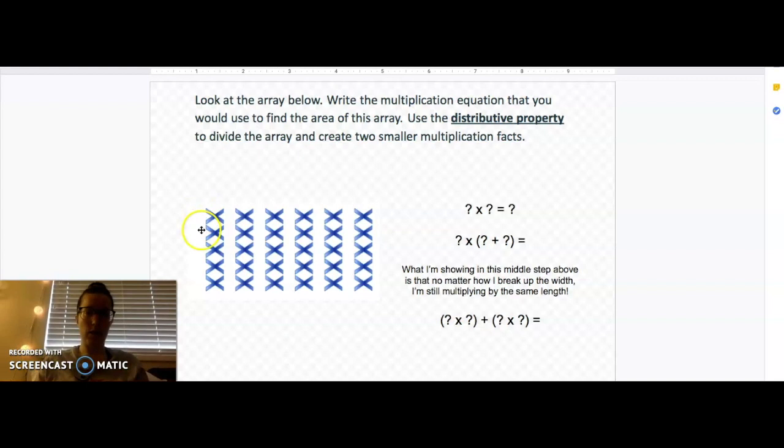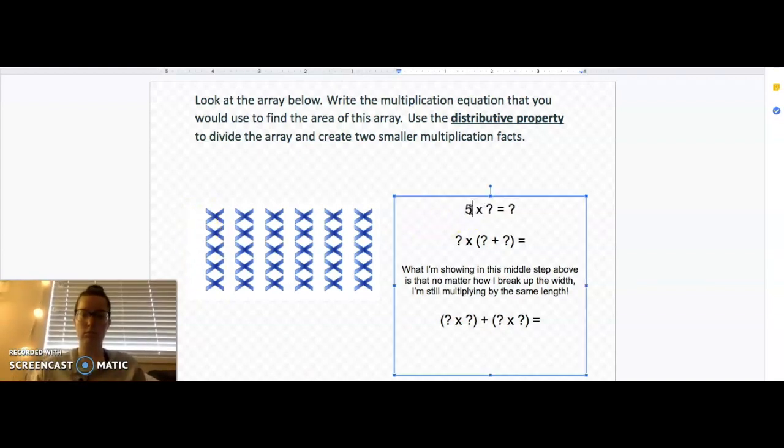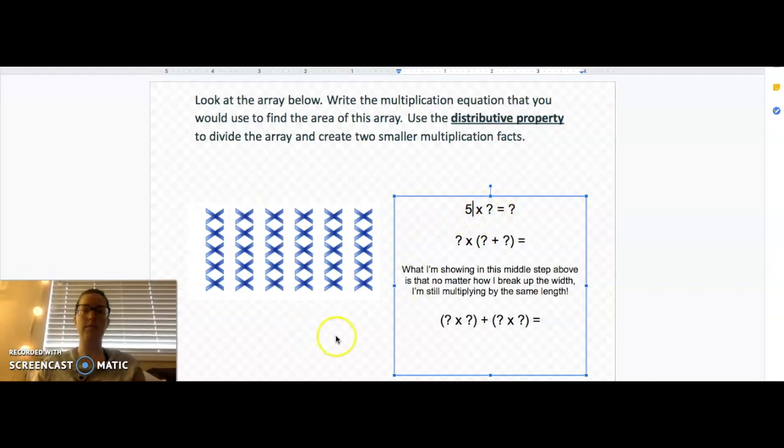Well, I see 1, 2, 3, 4, 5 rows times how many columns? Turn and tell your family member or your dog or your cat or your stuffed animal. One, two, three, 4, 5, 6. Good.